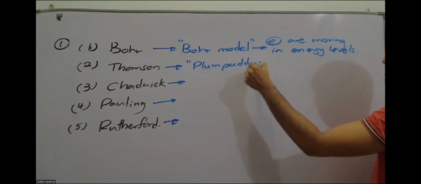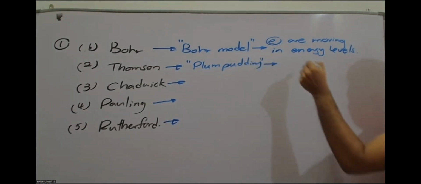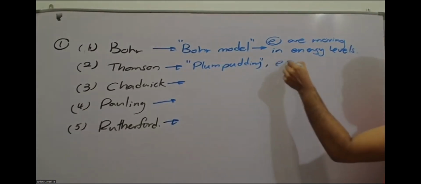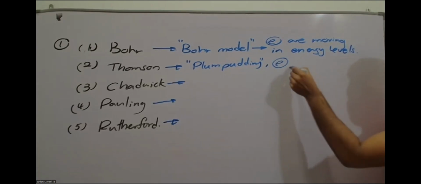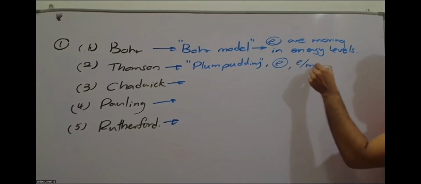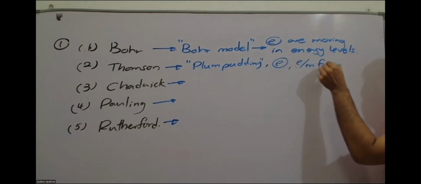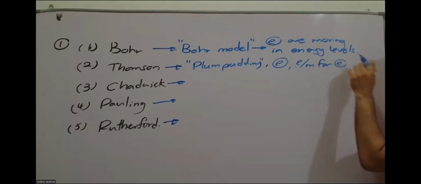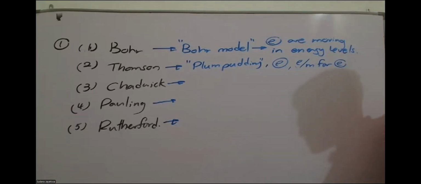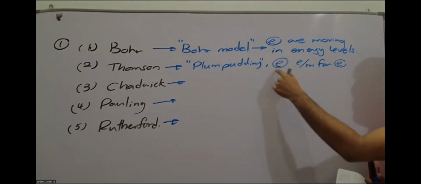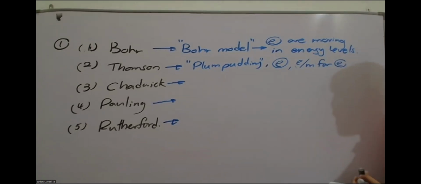In the plum pudding model, Thomson discovered the electron, as well as Thomson is the one who found the E over M ratio for electrons. Like that, let's write what they did. So as a summary, once you see this E, you know he discovered the electron, right? So like that, just understand what they are connected to.